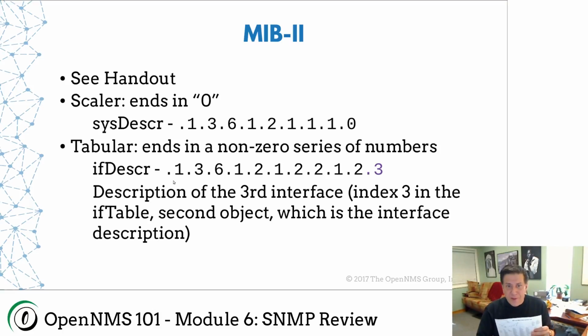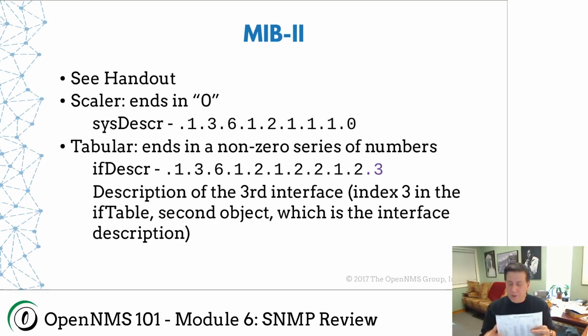Again, for this object ID, notice it starts off .1.3.6.1, internet, .2.1, MIB2, .2, which is the interface branch. Again, look at your handout. .2 is IF table, .1 is IF entry, .2 is IF description, and this .3 says I want to go to the third index, index 3 in this table, and return whatever the interface description is.